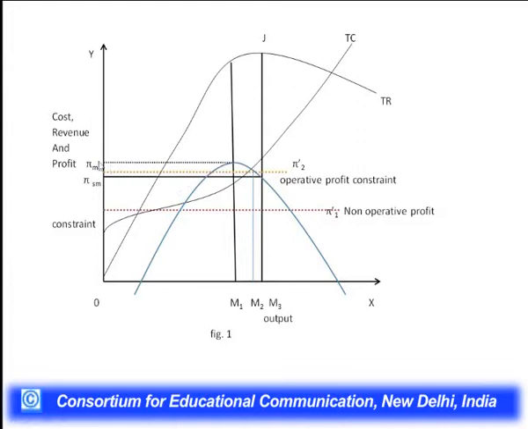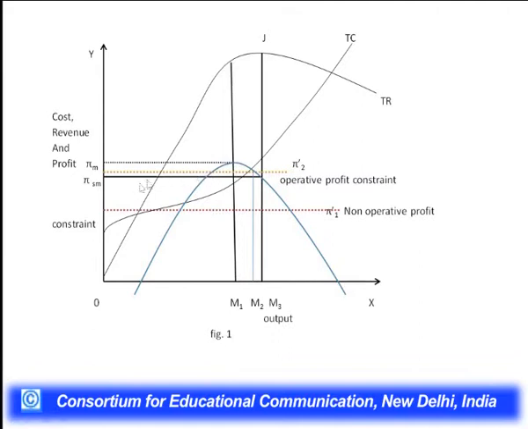Firstly, we take that the output is OM1 when the profit is maximum, and this is the objective of a profit maximizing firm. Here the total profit is O pi M. This is the maximum profit a firm can get. So, a profit maximizing firm would produce OM1 output.